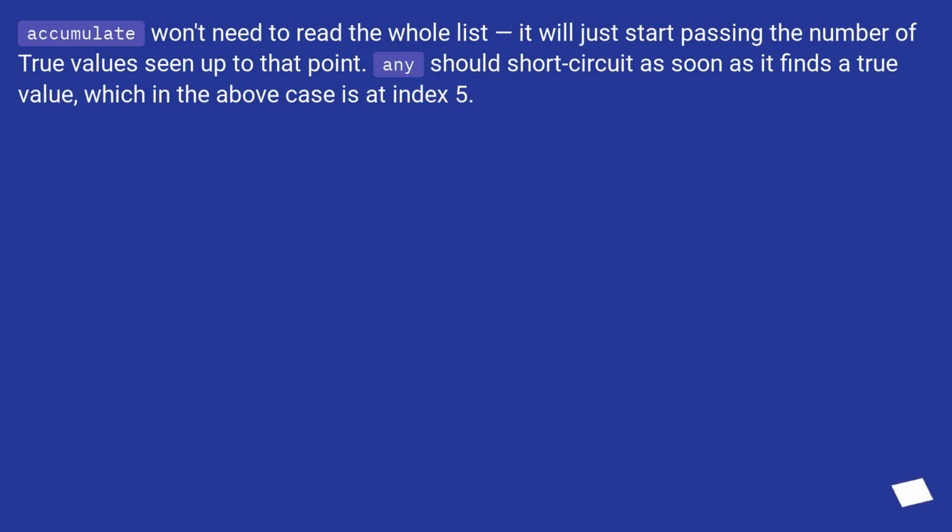accumulate won't need to read the whole list, it will just start passing the number of true values seen up to that point. Any should short circuit as soon as it finds a true value, which in the above case is at index 5.